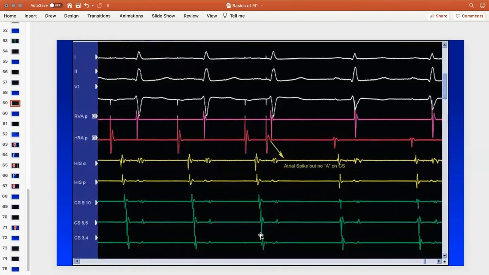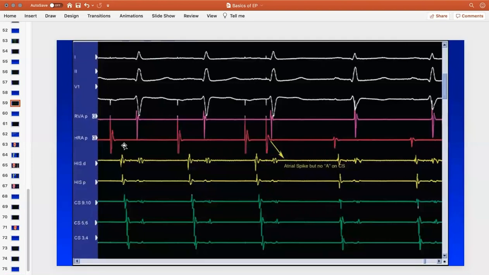Okay, so basically we have surface ECG, leads 1, 2, and V1. Then we have intracardiac pacing: the RV and HRA, HES, and CS. There is pacing. And where are we pacing? I think in the HES, or no, actually in the HRA. Exactly, so we're pacing in the HRA. Are we capturing?